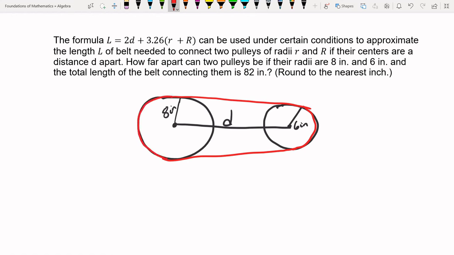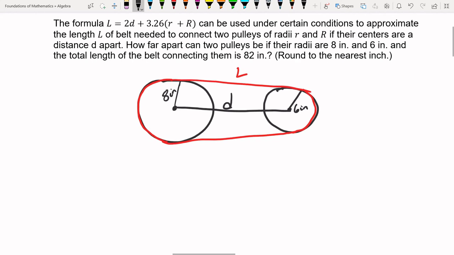All right, and the belt length is L. And so you can use this formula, and we're saying it satisfies the certain conditions that it's required. We can use this formula to figure out what we need to. It's asking how far apart can two pulleys be if their radii are 8 inches and 6 inches, and the total length of the belt that connects them is 82 inches long.